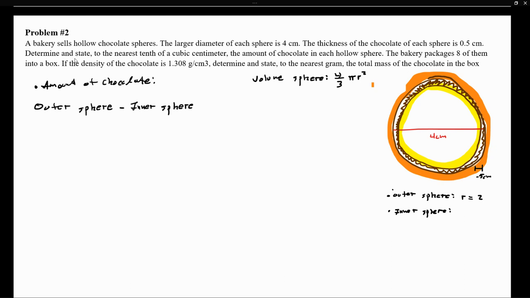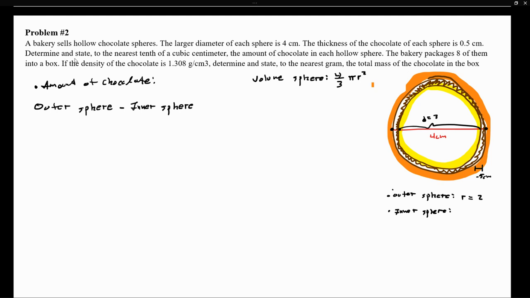For the inner sphere, I know that from this point to this point, that's 4 centimeters. But this thickness is 0.5, and this thickness is 0.5. So definitely the diameter of the inner sphere is going to be equivalent to just 3.